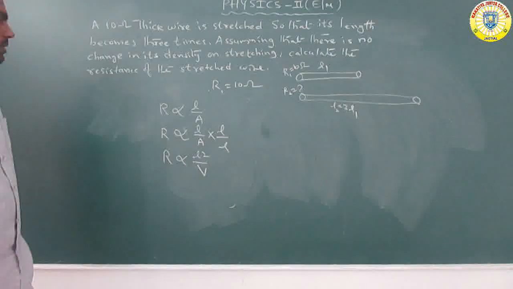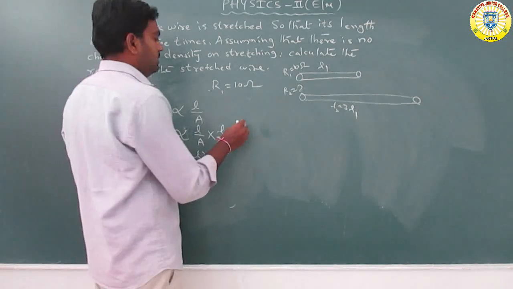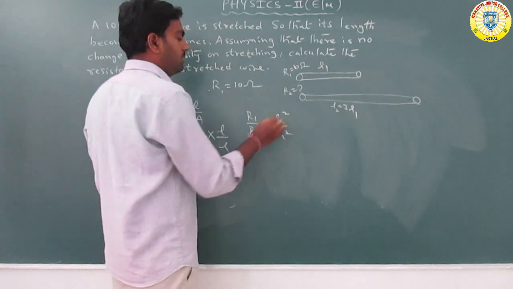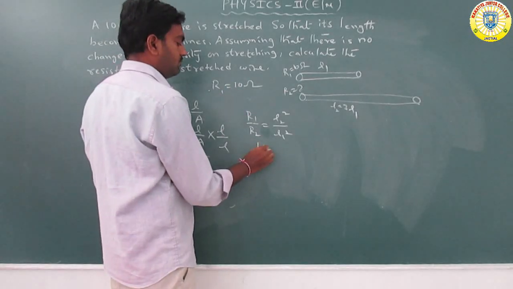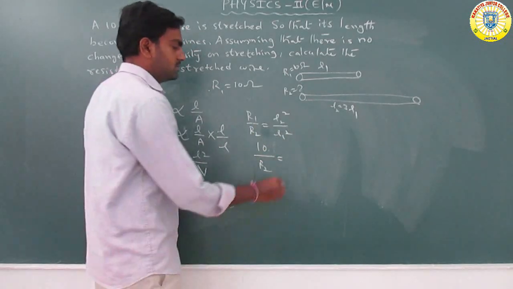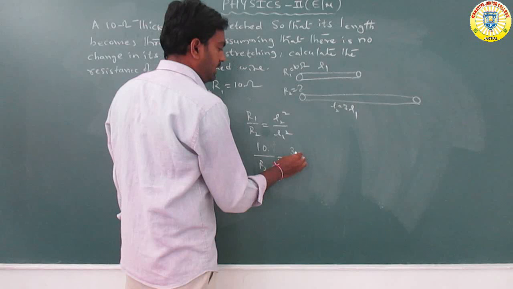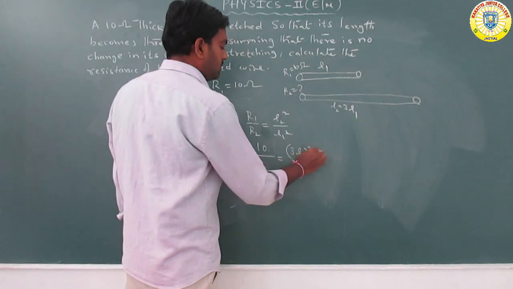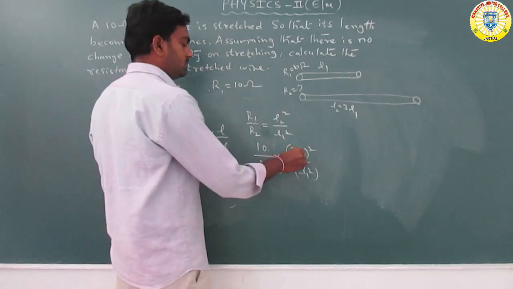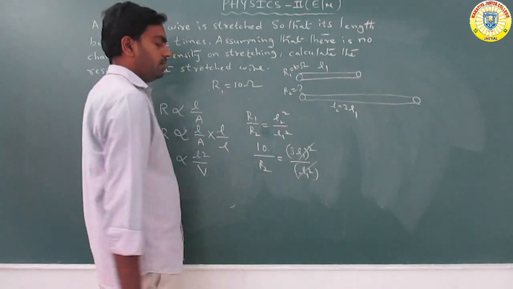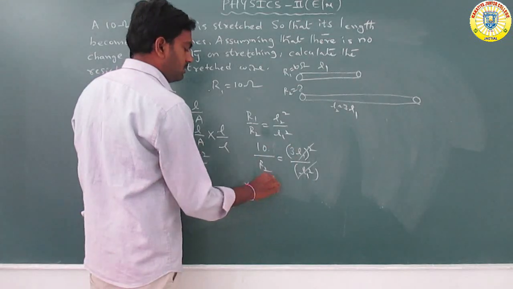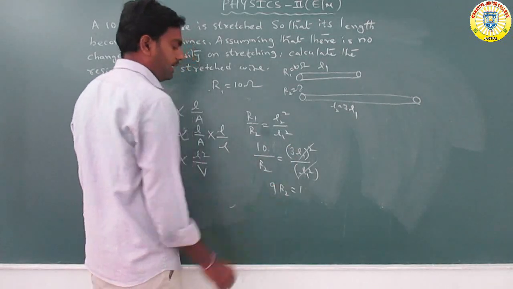Now we can write the equation: R1 by R2 is equal to L1 square by L2 square. R1 is equal to 10 ohms, by R2 to find, L1 square by L2 square. L2 is 3 L1, so L2 square is 9 L1 square. The L1 square cancel. So 3 square is 9.